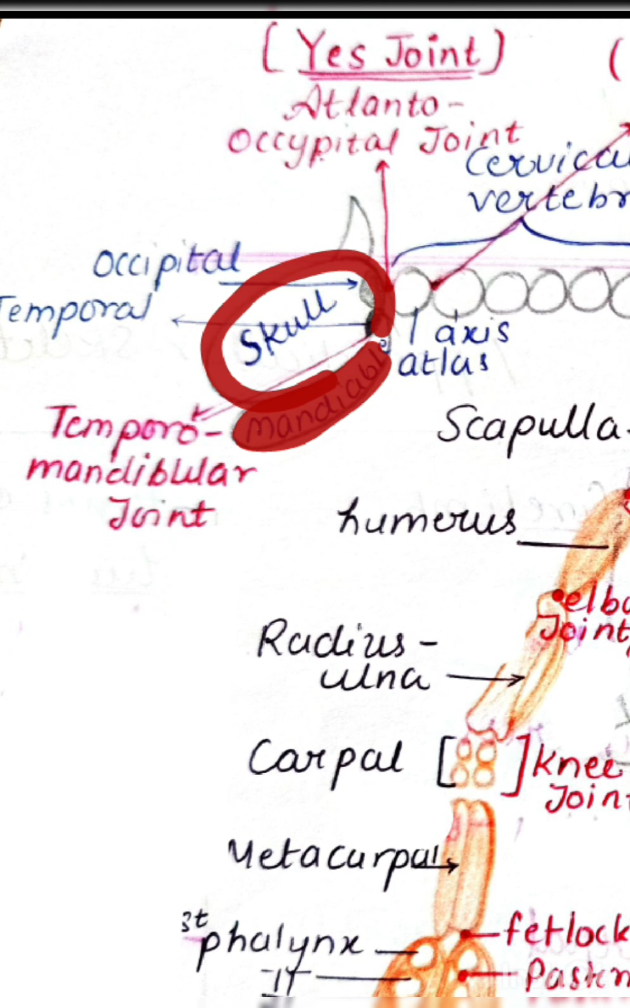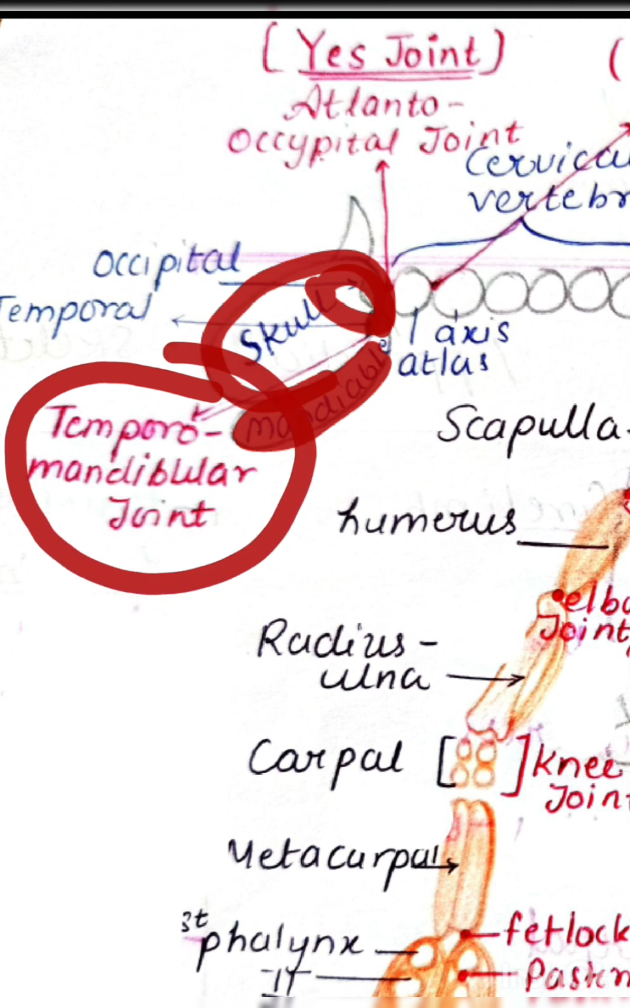The temporal is a bone present at this region, and the joint is known as the temporomandibular joint because of the temporal bone and the mandibular bone.